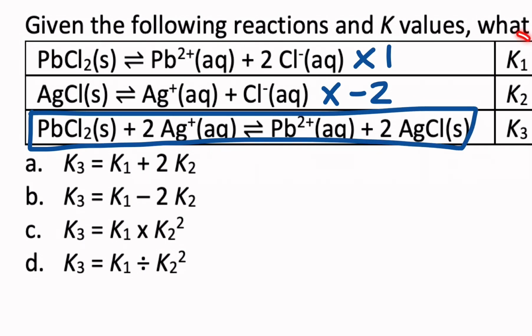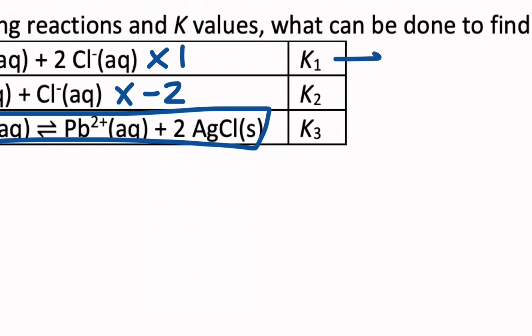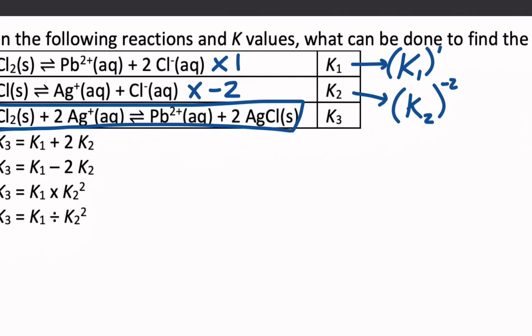And if these were delta H values, that's exactly what you would do to the delta H. But that's not true in this case. These new K values, we take those factors we just figured out, those become the exponents. So the first K gets raised to the first power. In other words, it doesn't change. The second K gets raised to the -2. In other words, you square it and reciprocate it.